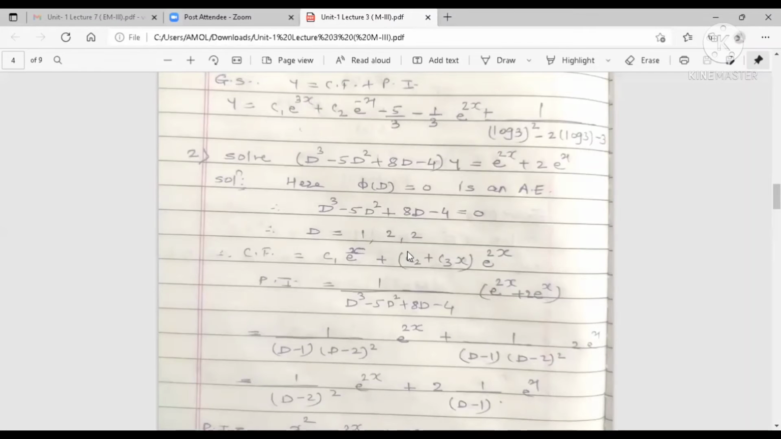So we have already written the formula for the complementary function. When 2 roots are equal, then how to write the complementary function? Here we are using that same formula, the rule for when 2 roots are equal. So this is the complementary function for this given example. Then its PI is equal to 1 upon D cube minus 5D square plus 8D minus 4, and the function is e raised to 2x plus 2 into e raised to x.